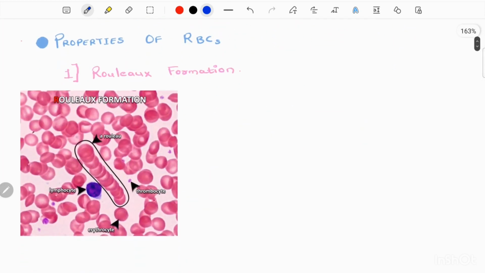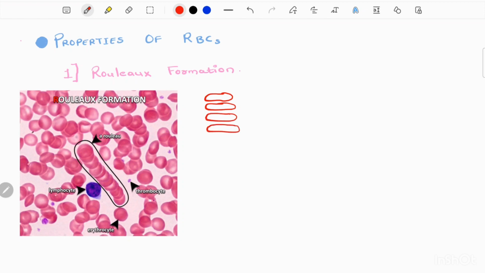So let's get started with the properties of red blood cell. The first property is Rouleaux formation. In the Rouleaux formation, due to the discoid shape of RBC, red blood cells are arranged in rows, or you can say stack of coin fashion like this. Red blood cells are piled up on one another, forming a Rouleaux. So this property is called Rouleaux formation.